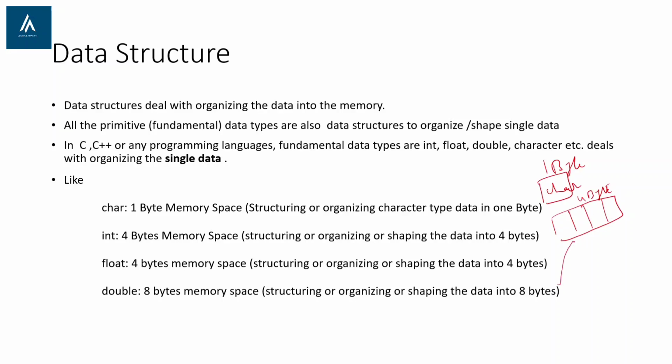Similarly, the float will take the same way. If I'm coming to the double, it is of size 8: 1, 2, 3, 4, 5, 6, 7, 8. So that is the double, and it takes 8 bytes. These are the built-in data types, meaning the fundamental structure of the data. There is nothing to do with the single data because we cannot change the overall structure of the built-in data type.